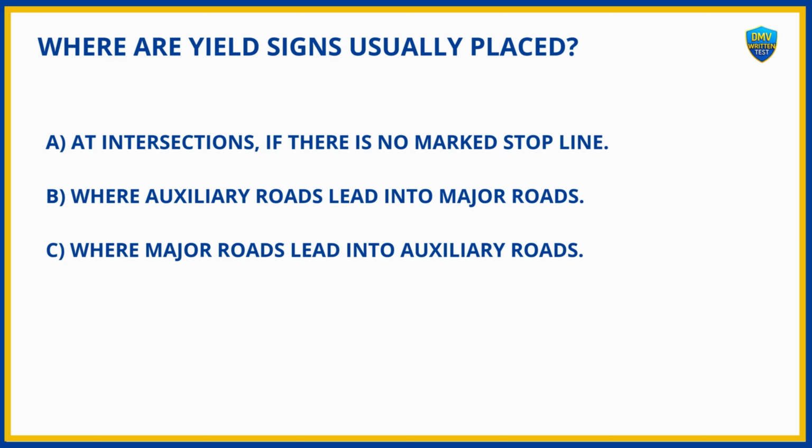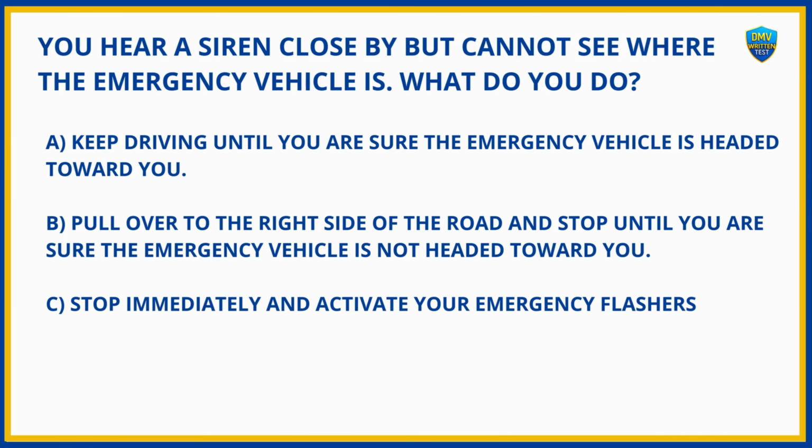And the answer is B. Where auxiliary roads lead into major roads. You hear a siren close by but cannot see where the emergency vehicle is. What do you do? A. Keep driving until you are sure the emergency vehicle is headed toward you. B. Pull over to the right side of the road and stop until you are sure the emergency vehicle is not headed toward you. C. Stop immediately and activate your emergency flashers.